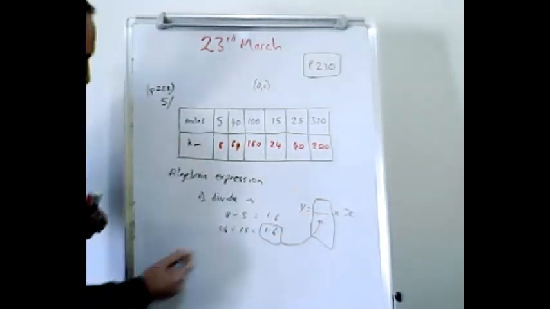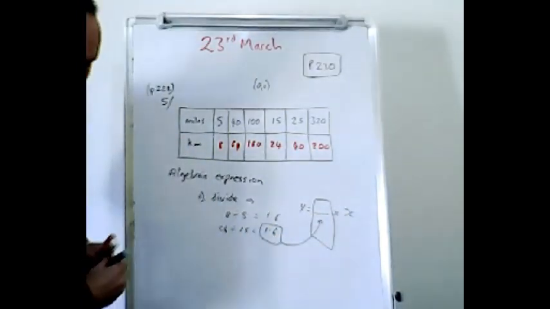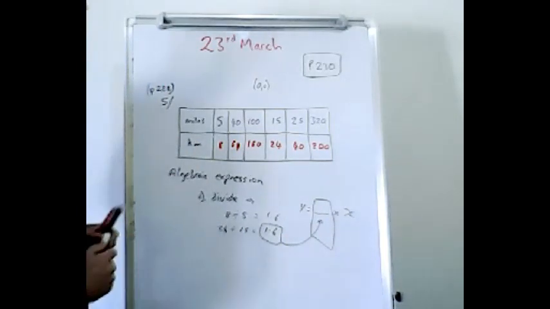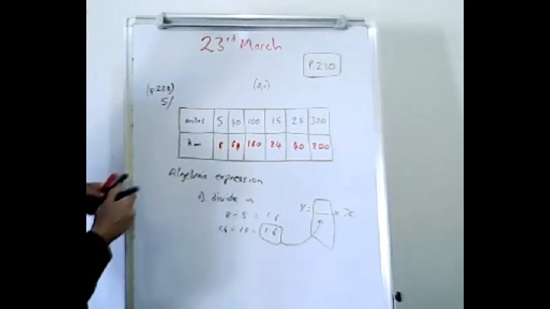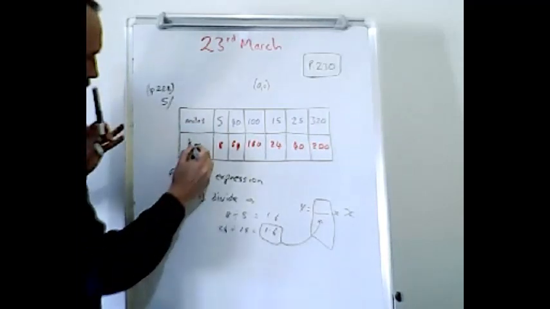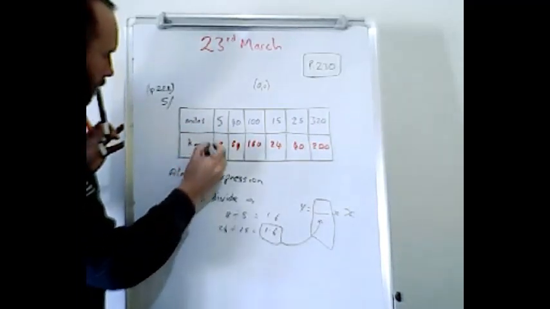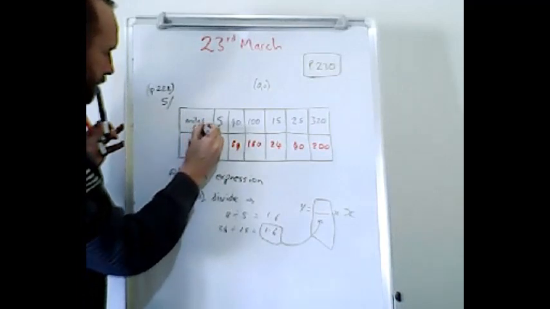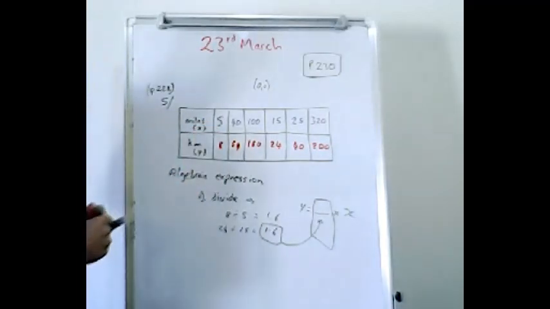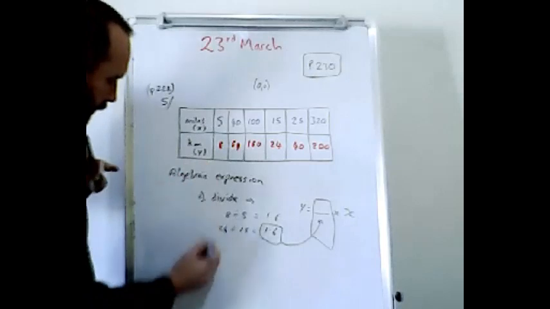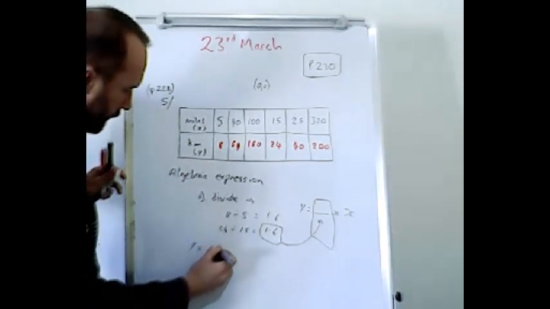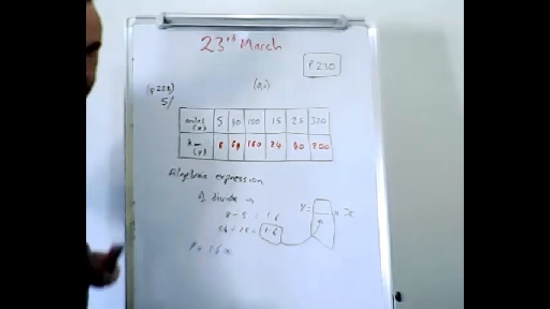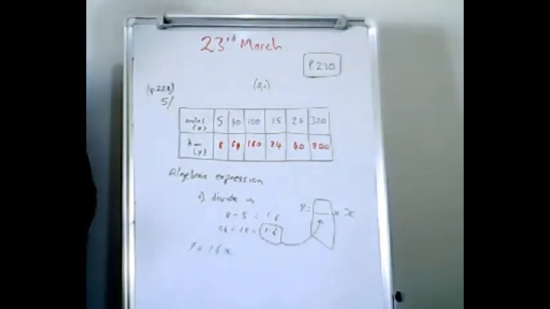So the algebraic expression for this table, when obviously the kilometers is y and the miles is x, the algebraic expression is y equals 1.6x. And that's all there is to it basically.